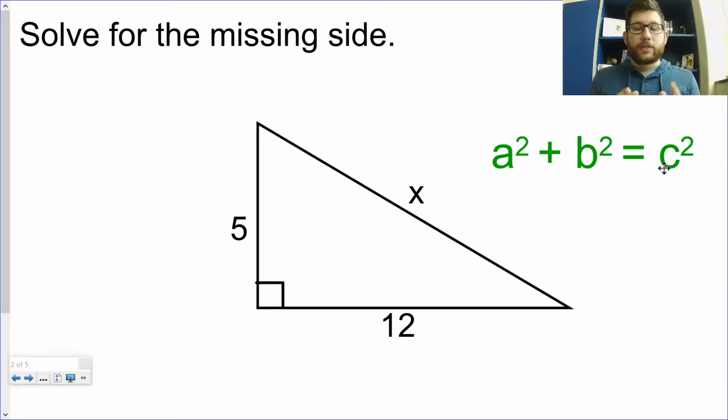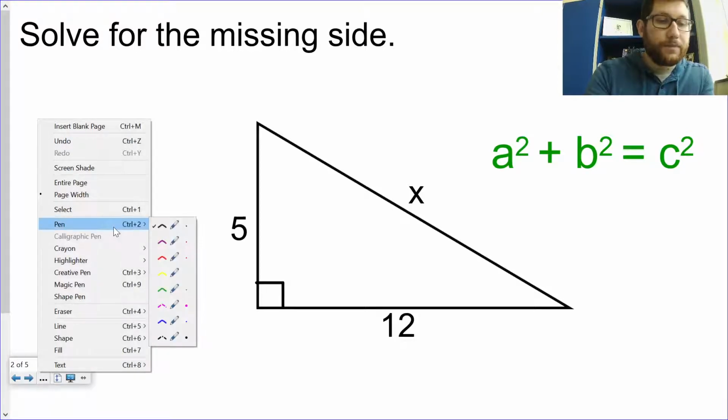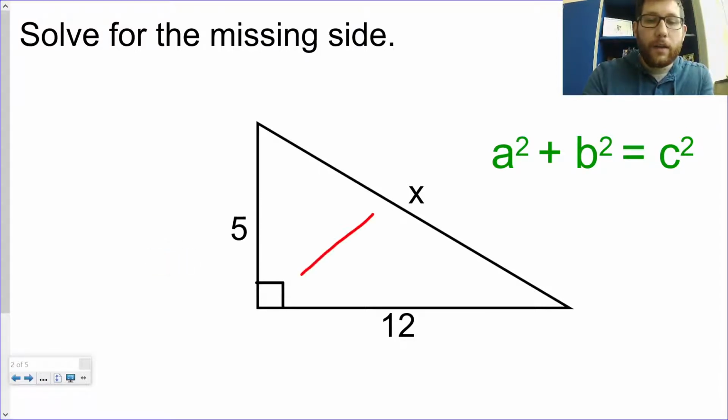In this first problem, they ask us to solve for the missing side. They give us a right triangle with two sides. Remember, when we're doing the Pythagorean Theorem, the c squared is always the side opposite the 90 degrees. So let's take a look. This one right here is always going to be c squared.